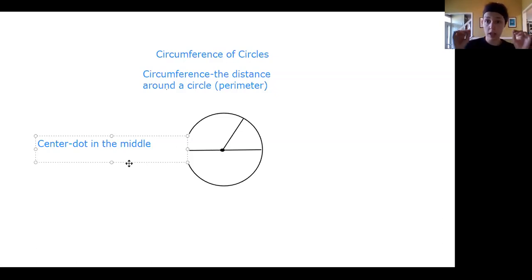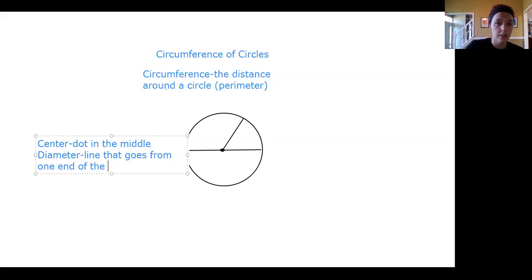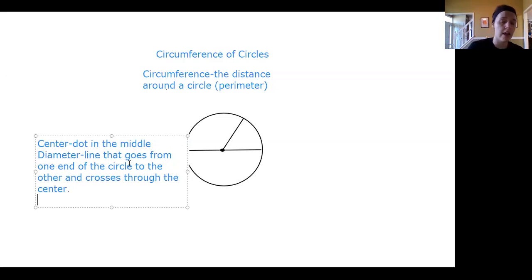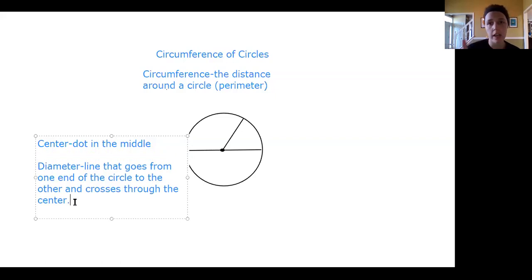Then the long line that goes from one end of the circle to the other, that's called the diameter. It's a line that goes from one end of the circle to the other and crosses through the center. That's really important, because there's actually other parts of a circle that go from one side to the other but don't cross through the center. Those are called chords, but they're not important for us right now.